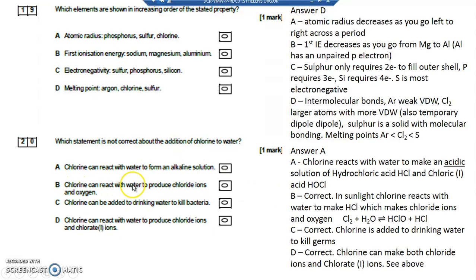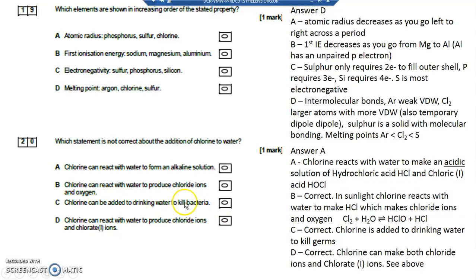B, chlorine can react with water to produce chloride ions and oxygen. Yes, in sunlight the chlorine reacts with water to make hydrogen chloride, so we can see it here. So it's made chlorate 1 ions. Those are chlorate 1 in 1 plus oxidation state. So +1 for the H, -1 for the O. So the chlorine must be in +1, and they're called chlorate ions. Hydrogen chloride, as I've just said, then that hydrogen chloride gas dissolves in the water, it dissociates to make H+ and Cl-. So that's correct.